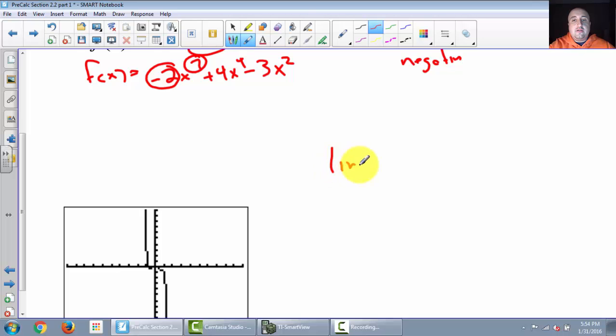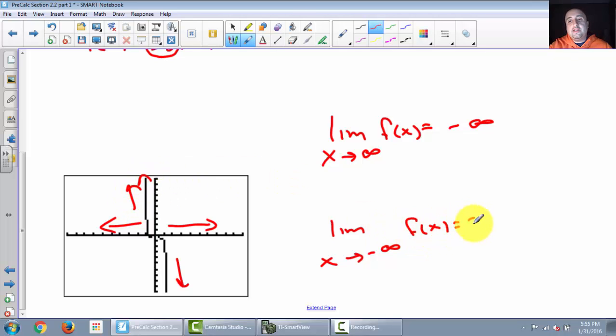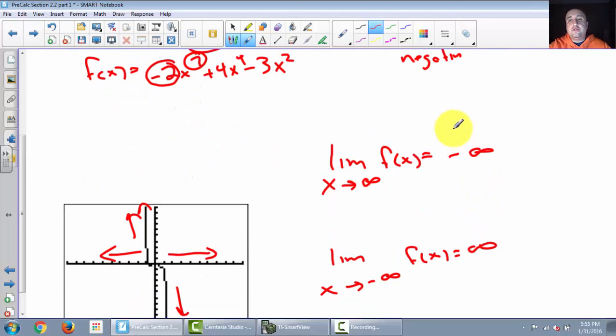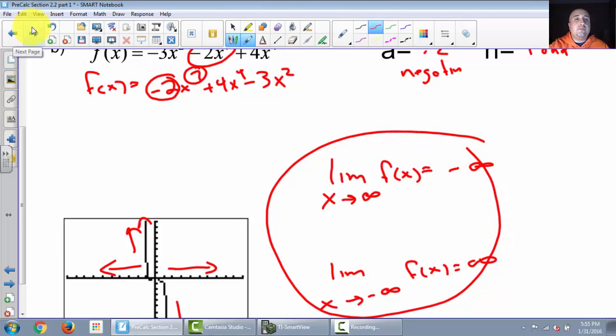So the limit as x approaches infinity, my function is equal to, let's see, as my graph goes to the right, look, my y goes down, so it's approaching negative infinity. And the limit as x approaches negative infinity, so as my x goes left, my graph is going up. So f of x is going to positive infinity. So my leading term test worked again. Okay, so here are the answers. Those are the limits for my end behavior.